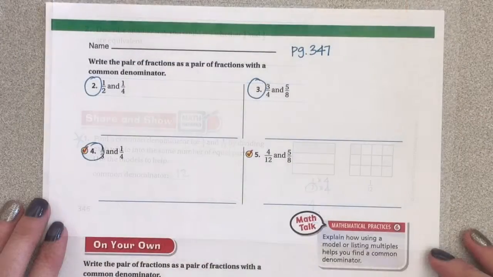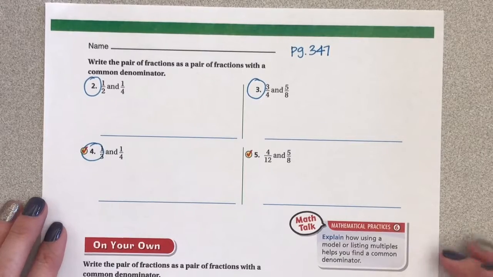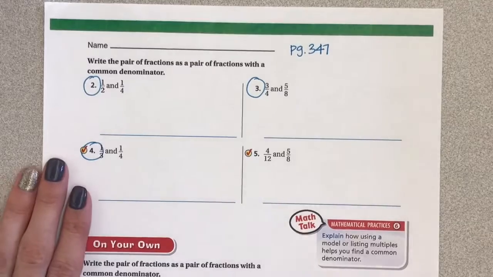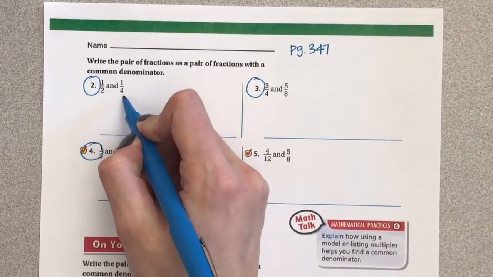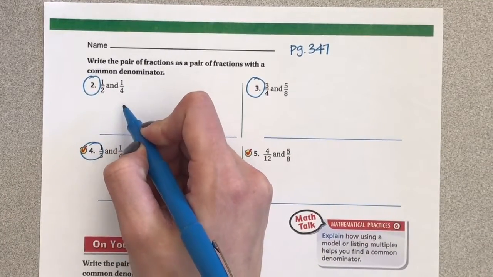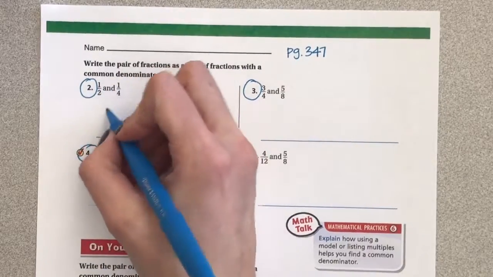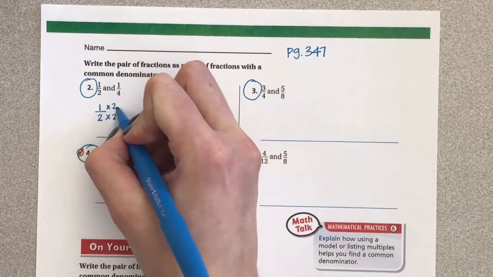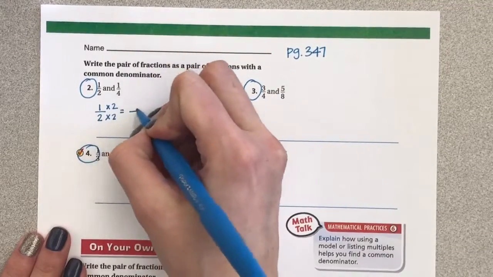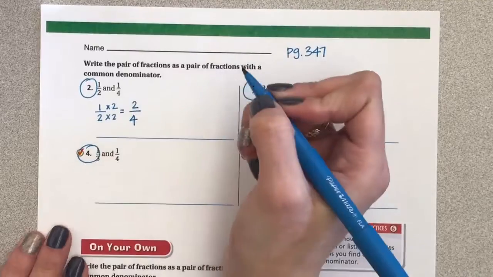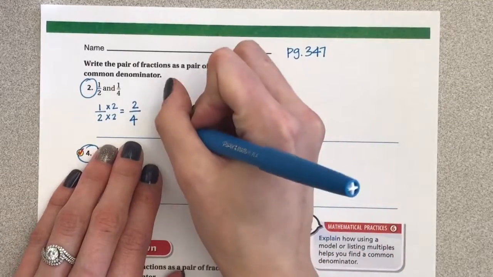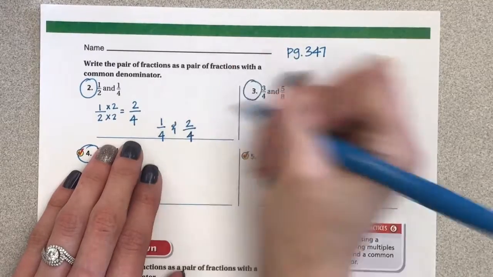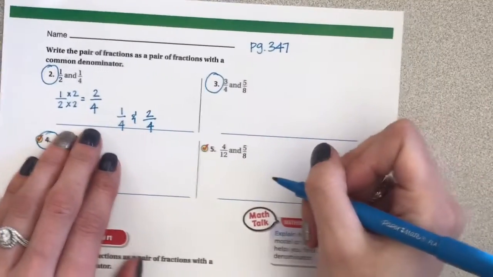So now we're going to look at numbers 2, 3, and 4 on page 347. We want to find the common denominator for these different pairs of fractions. So for this one, I know that 2 goes into 4. So I'm going to use 4 as my common denominator. So in order to change 1/2 to 4ths, I'm going to have to do times 2. And whatever I do to the bottom, I have to do to the top. So this would be 4, and this would be 2. So I have 1/4 and 2/4 for my common denominator.